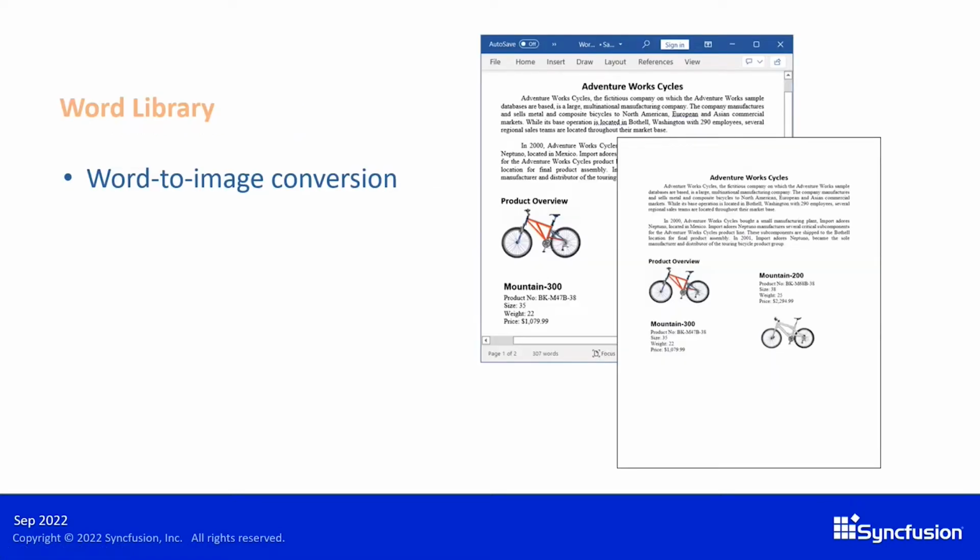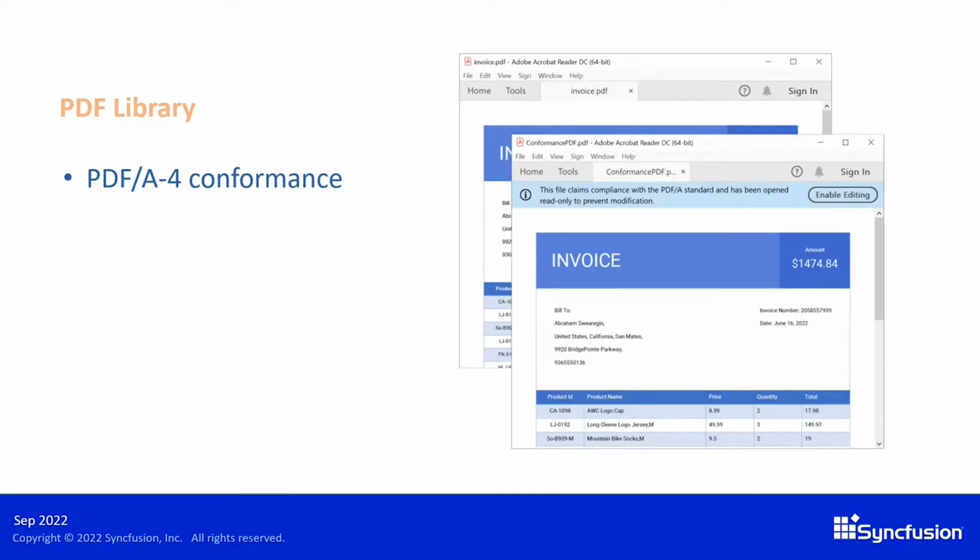Now you can convert a Word document into images using our Word library. And in the PDF library, you can now create PDF A4 conformance PDF documents. PDF/A is an ISO standardized version of PDF specialized for long-term preservation of electronic documents. PDF A4 is the latest edition of the PDF/A conformance series. It has two conformance levels, PDF A4E and PDF A4F. You can create a PDF A4 conformance PDF document from scratch, and you can also convert an existing PDF document into PDF A4 conformance level.